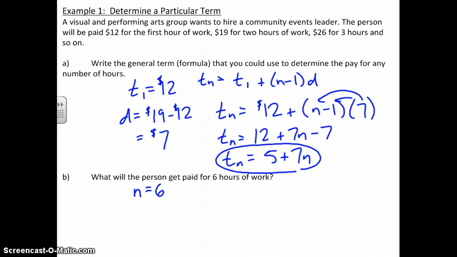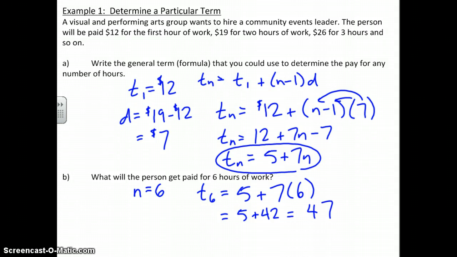We just sub into our formula, so T6 is what we're looking for. Sorry, I was looking at the wrong formula. It would be 5 plus 7 times 6, so that's 5 plus 42. They would be paid $47. That's what it's asking. So if they worked 6 hours, you'd get $47.